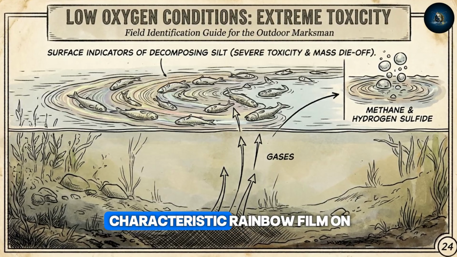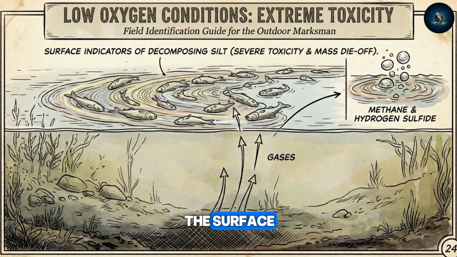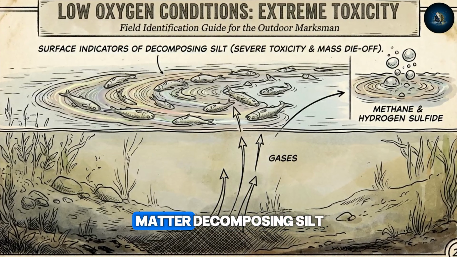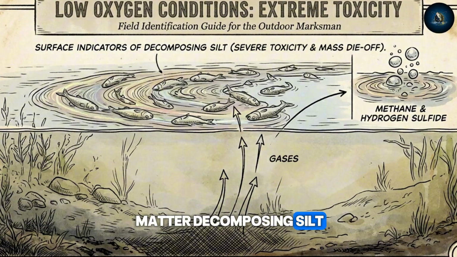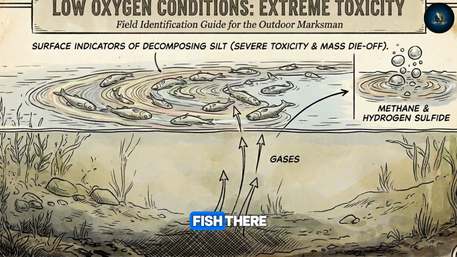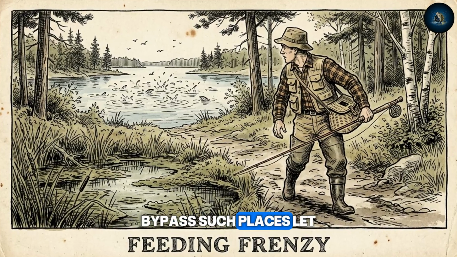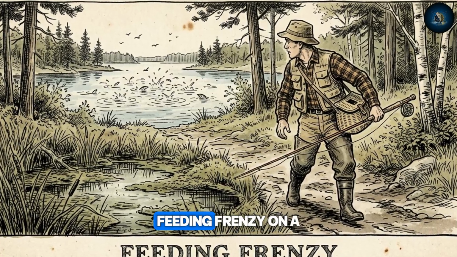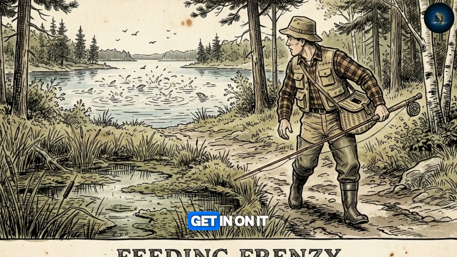If you see a characteristic rainbow film on the surface, these are gases from the bottom, meaning there is organic matter, decomposing silt, little oxygen, and no fish there. Bypass such places. Let me know in the comments if you have ever noticed a fish feeding frenzy on a lake and managed to get in on it.